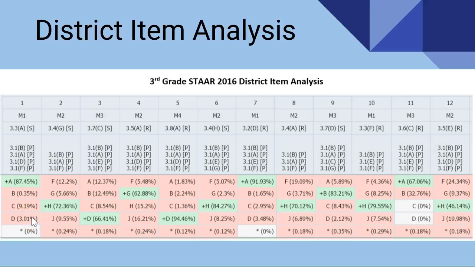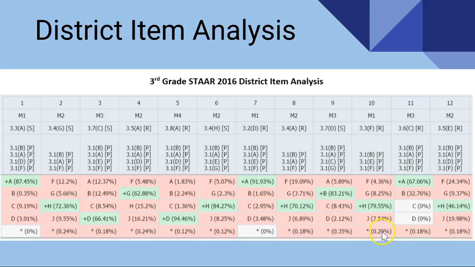So you can see, for example, when we look through these items, you might find an item such as number 11 or number 12, where we have our kids scoring 46% mastery, but notice they were confused with letter F because 24% of our students chose letter F, and letter J because 19%, or 20 actually, chose letter J. So what were the distractors in those 2 items? Or possibly did we really teach this item really well because we have a low score on it?